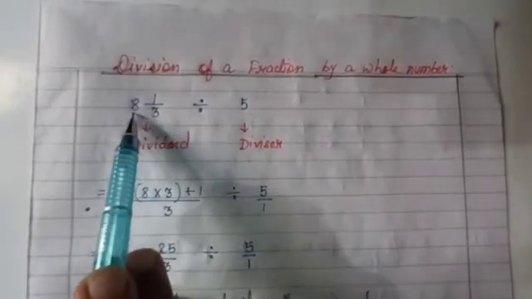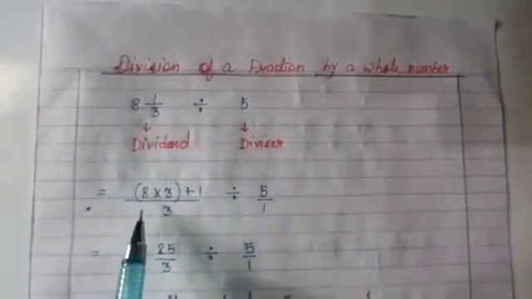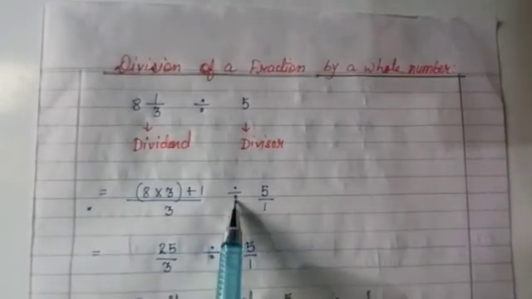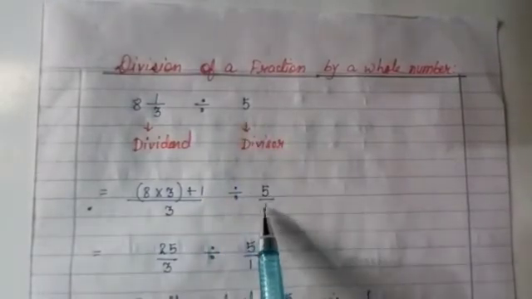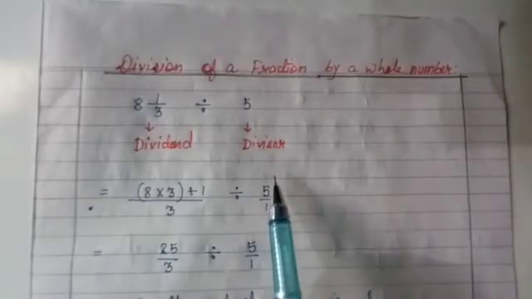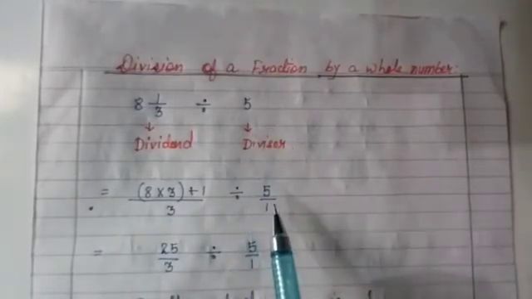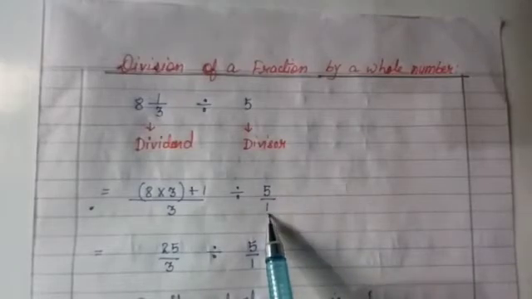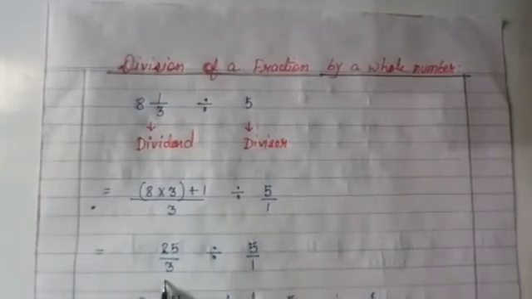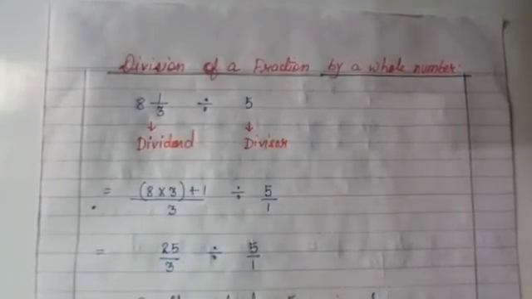So first of all, we will convert it into the fractional form. 8 into 3 plus 1 upon 3, divided by, this whole number can be written in the form of fraction by considering 1 as the denominator. So 5 can be written in the form of fraction 5 upon 1. So finally the sum is 25 upon 3 divided by 5 upon 1. So this is the dividend and this is the divisor.